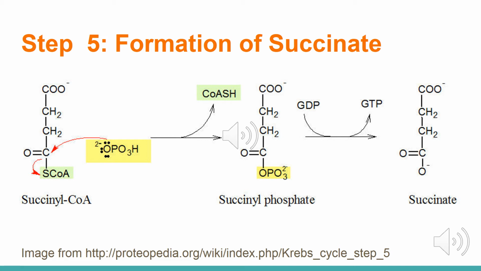The first step involves displacement of CoA from succinyl-CoA by a nucleophilic inorganic phosphate molecule to form succinyl phosphate. The enzyme utilizes a histidine residue to remove the phosphate group from succinyl phosphate and generates succinate. Finally, the phosphorylated histidine transfers the phosphate group to a nucleoside diphosphate, which is our GDP, forming our GTP.